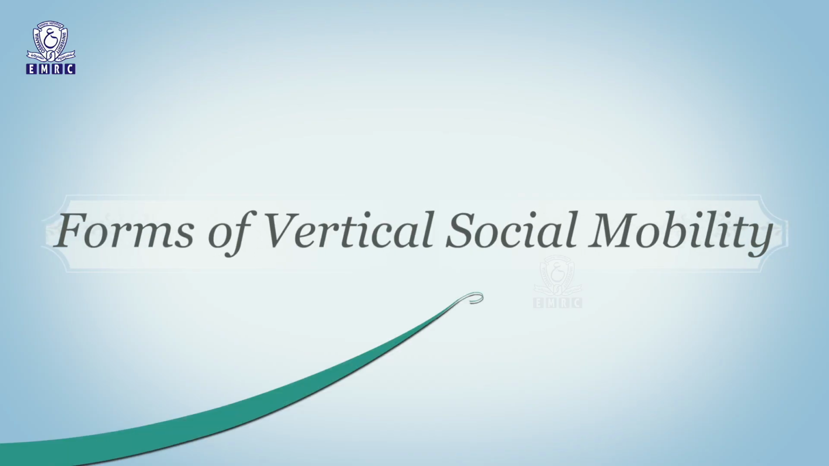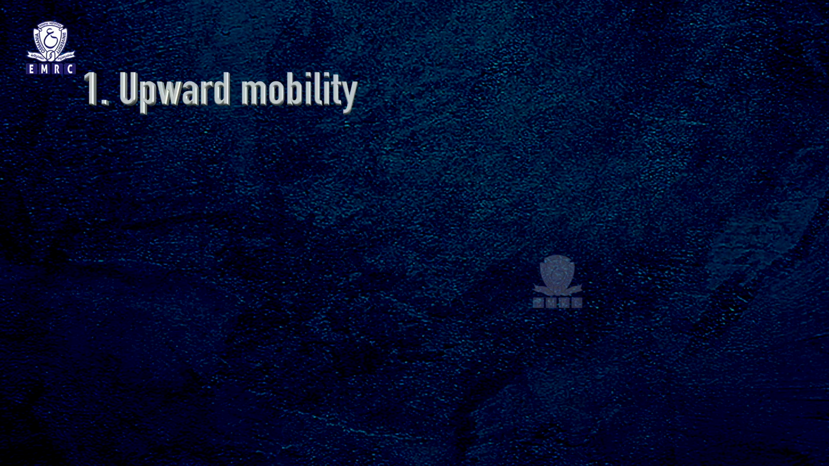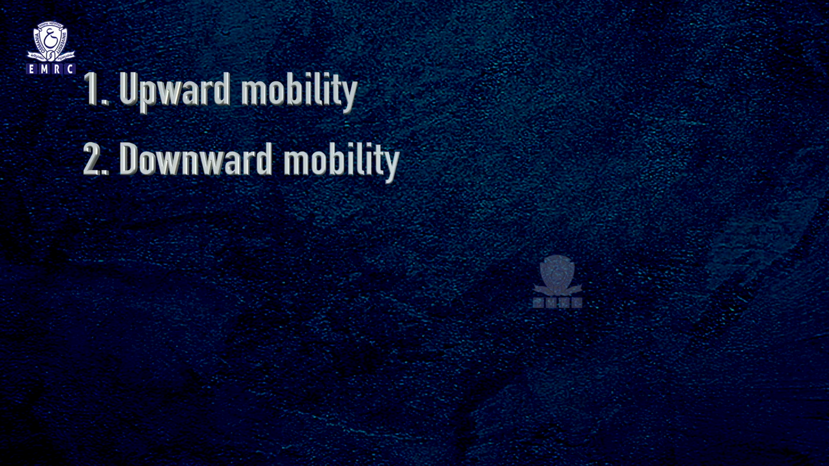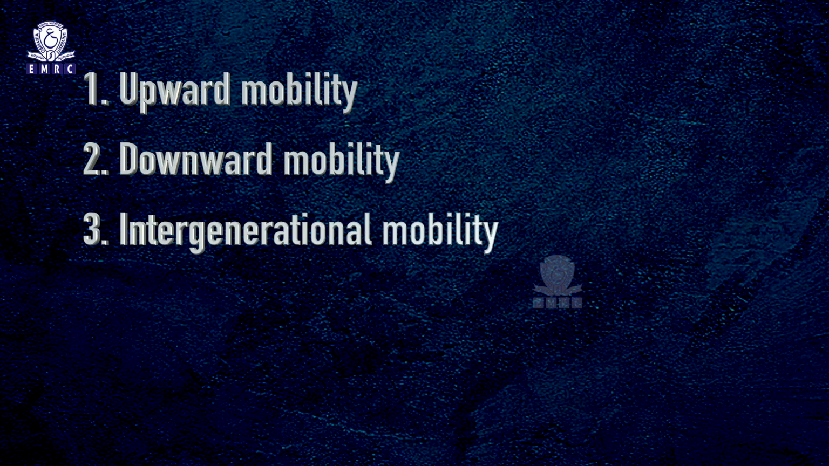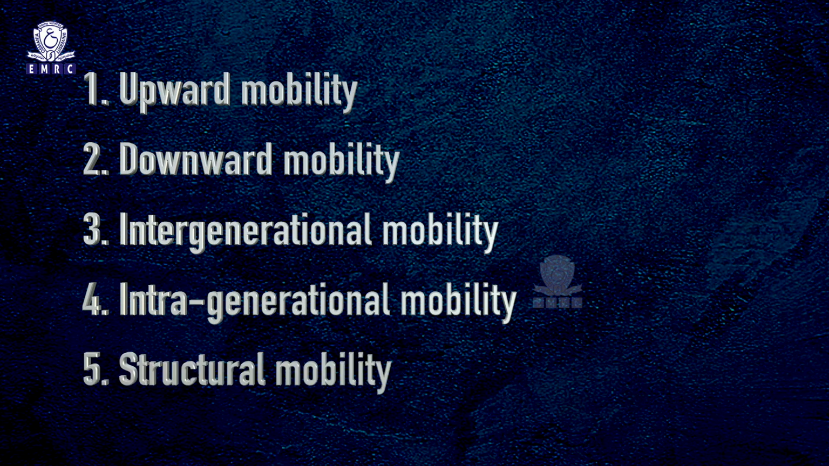Now let us discuss the forms of vertical social mobility. Vertical social mobility assumes different forms, among which the following may be noted. Number 1 is upward mobility. Number 2, downward mobility. Number 3, intergenerational mobility. Number 4, intragenerational mobility. Number 5, structural mobility.